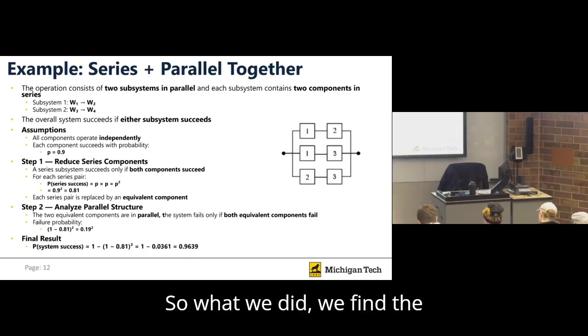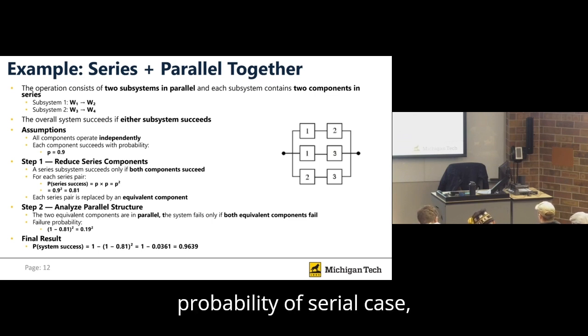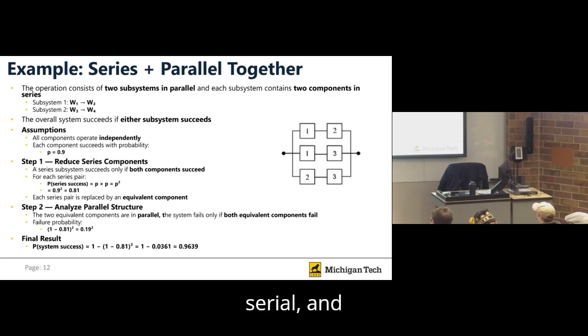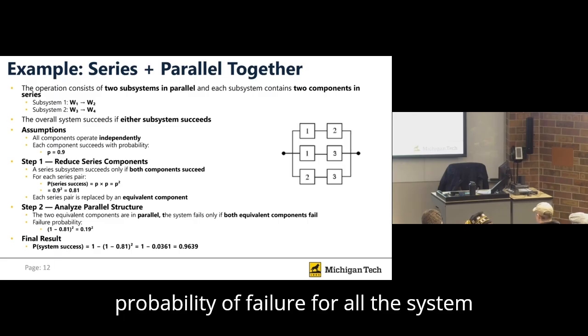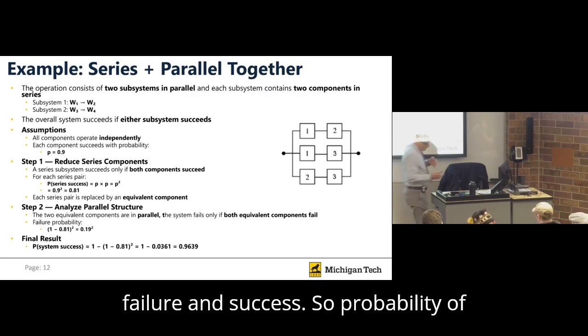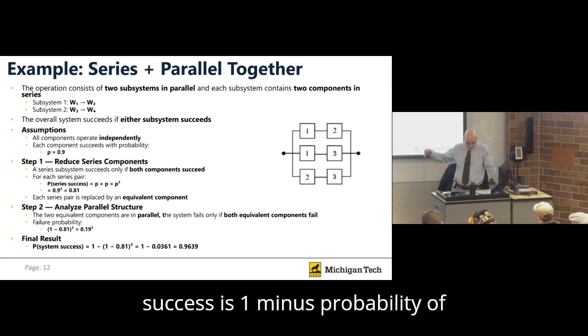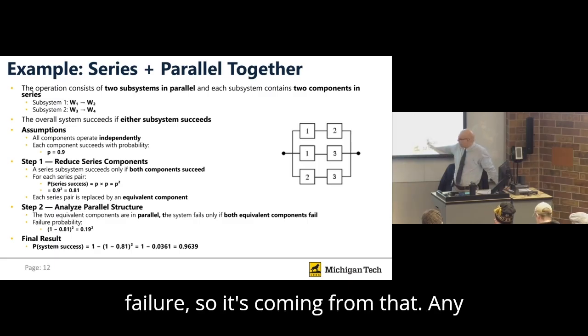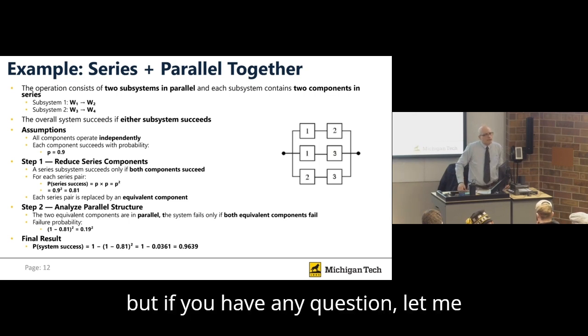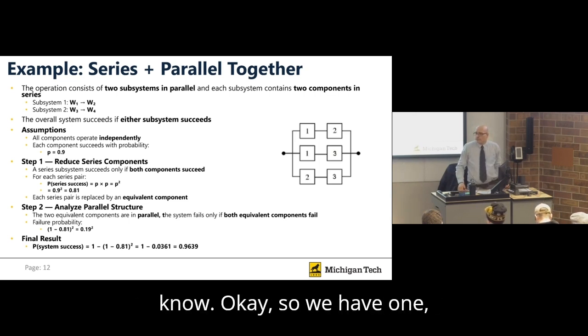So what we did is find the probability of the serial case, and then for the parallel case, we found the probability of failure for each serial branch. Then we have the probability of failure for the whole system, because failure and success are complements of each other. So the probability of success is 1 minus the probability of failure. That's where it comes from. Any question about it? This wasn't difficult. But if you have any question, let me know.